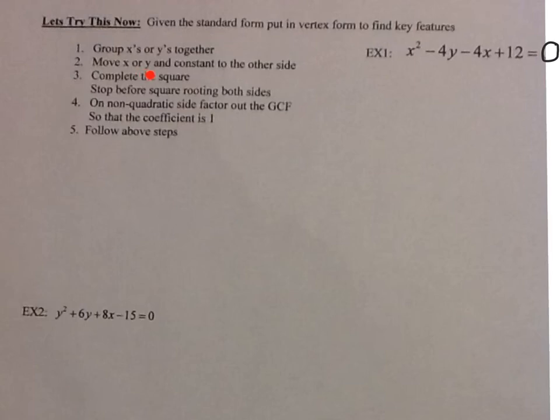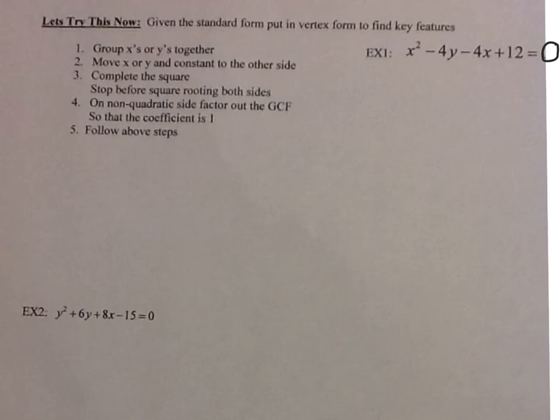You're going to move the x or the y and the constant to the other side. So if you're grouping your x's, you move the y. If you're grouping the y's, you move the x. You're going to complete the square, stop at the point right before you're going to square root both sides. On the non-quadratic side, factor out the GCF so that the leading coefficient is 1. And then follow the steps from before to find your key features.